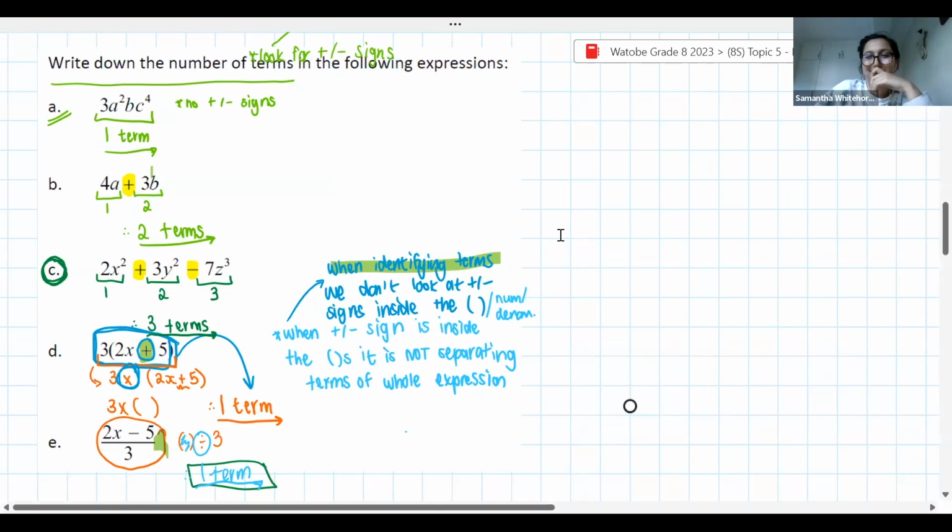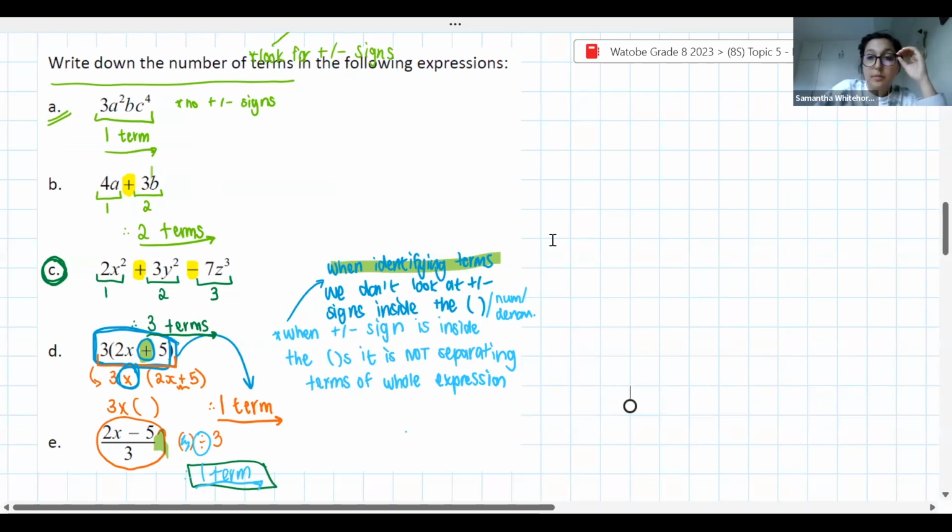Hello, ma'am. Hi. So since you're saying if the equations are like number D and E, so is it like in other ways, if there is like a division sign or a multiplication sign, do we just say it's one term?